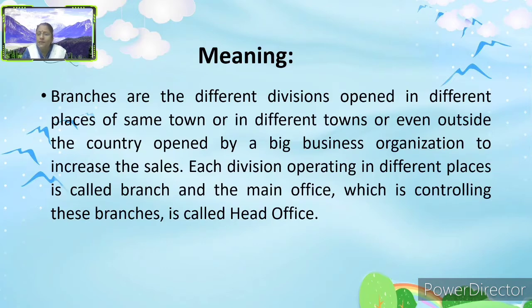Each division operating in different places is called a branch. For example, in Gulbarga the main head office is there, and different branches are in nearby places. They are called the branches, and the main branch which is situated in Gulbarga is called the head office. This is the meaning of the branch.